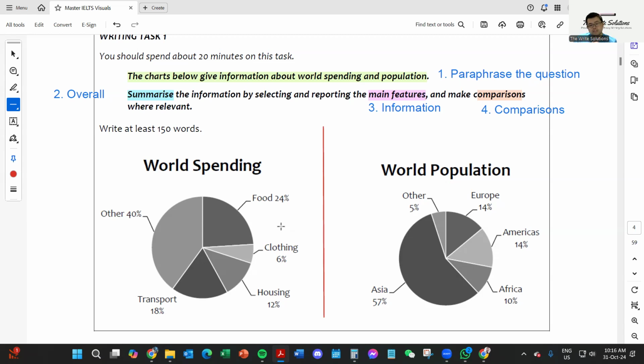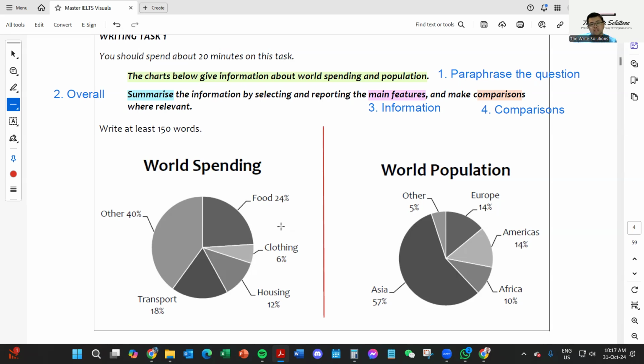It doesn't need to be realistic, okay? But you need to follow it, okay? So food is number one. What is the largest? What is the smallest? Food is the largest percentage, followed secondly by transport, housing, and the least is clothing. Other is 40%, and it's not specified what is other, so you can leave that out.